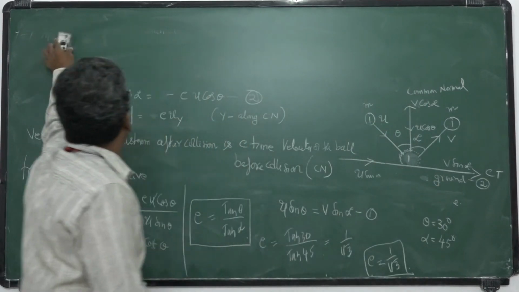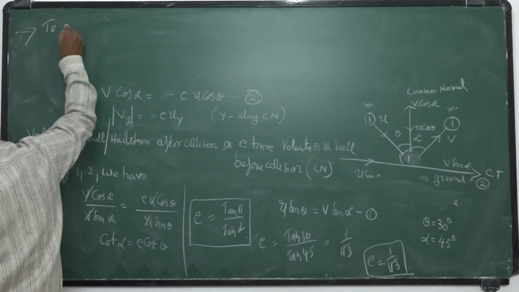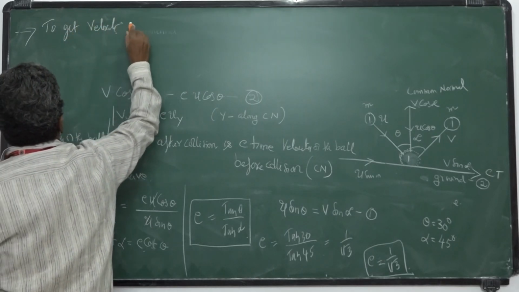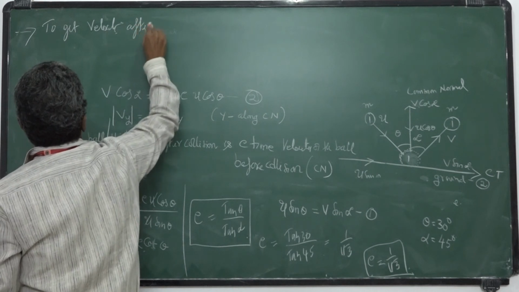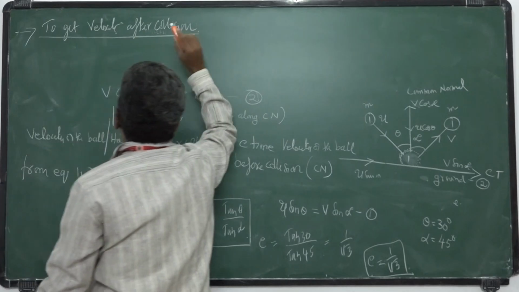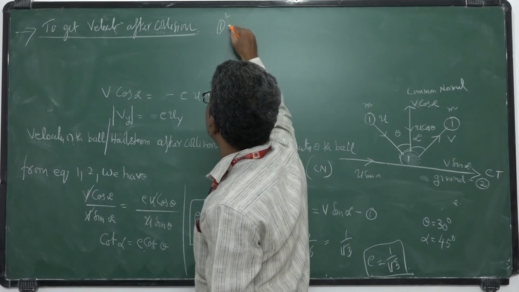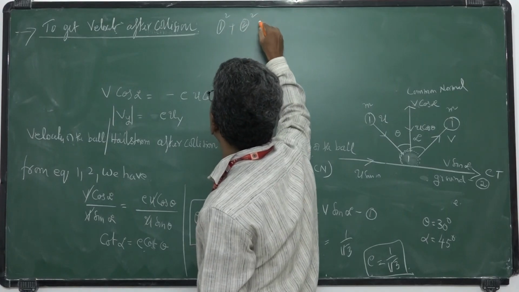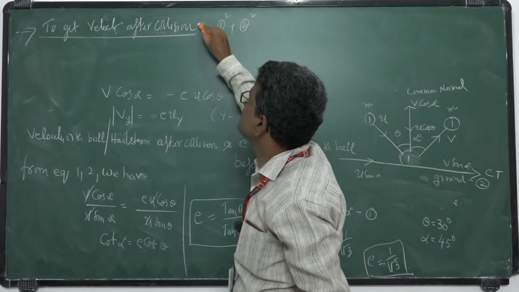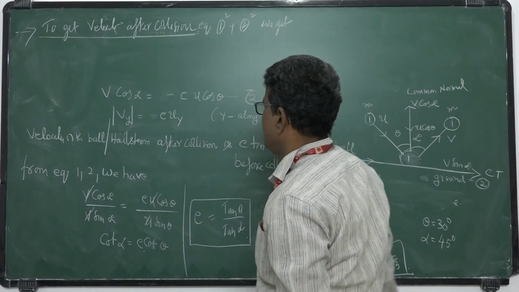So I will write here. To get the velocity after collision, suppose you want the velocity of the hailstone or ball after collision. So we square both sides of equations 1 and 2, and let us see what we get.